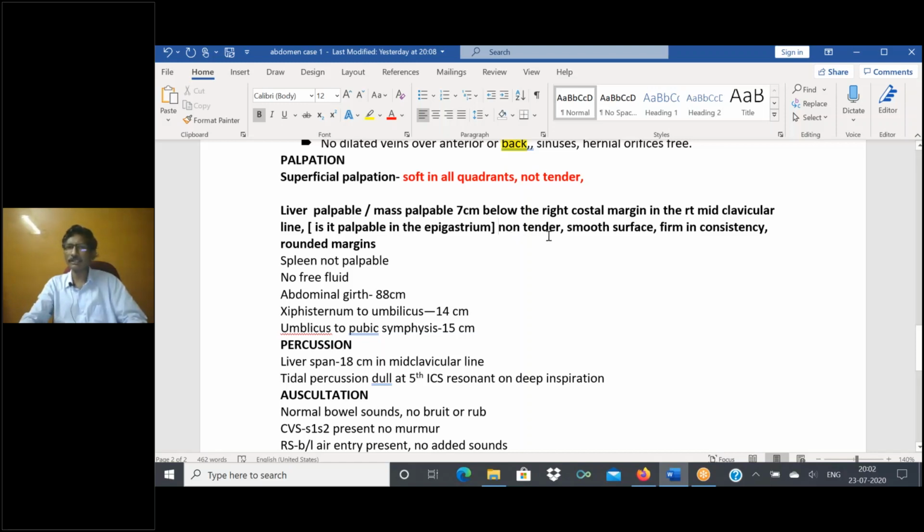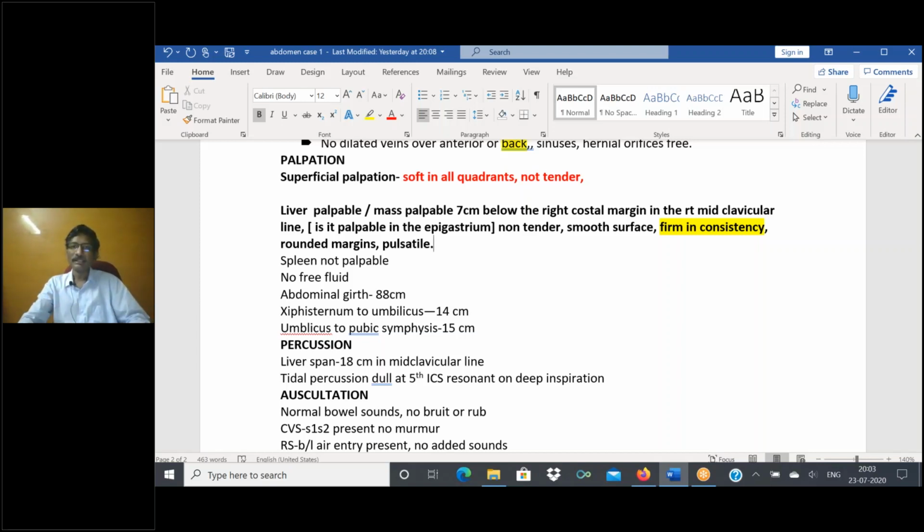You have to tell not tender, agree. Surface, you know, the consistency comes before the surface. So the consistency should come here. This should be given priority. Firm consistency, smooth surface, rounded margin, and is it pulsatile or not? So you will tell about the extent of enlargement.